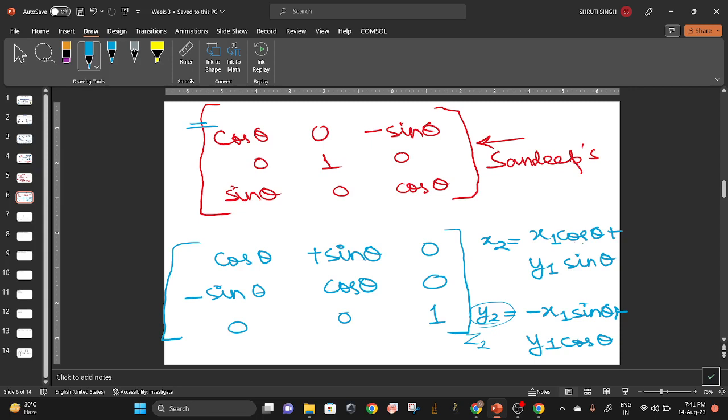X1 is okay. Sorry, let me write here. Just write Z2. What will Z2 be equal to? Not X2, ma'am. You write for Z2. Z2 is equal to Z1 cos theta plus X1 sin theta.